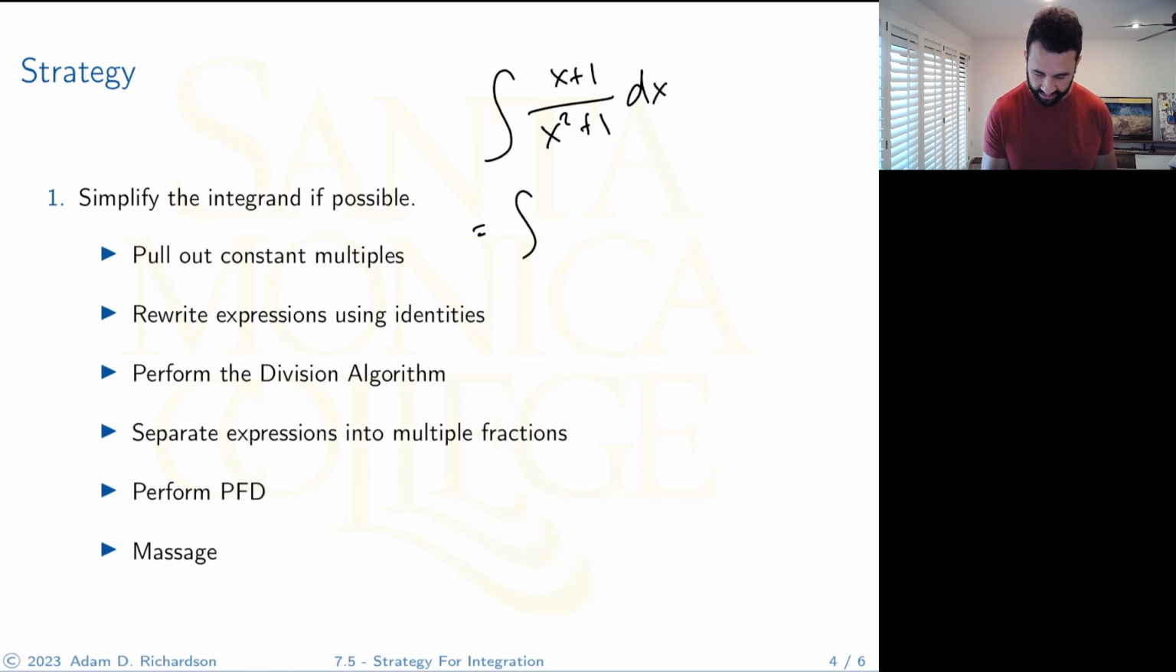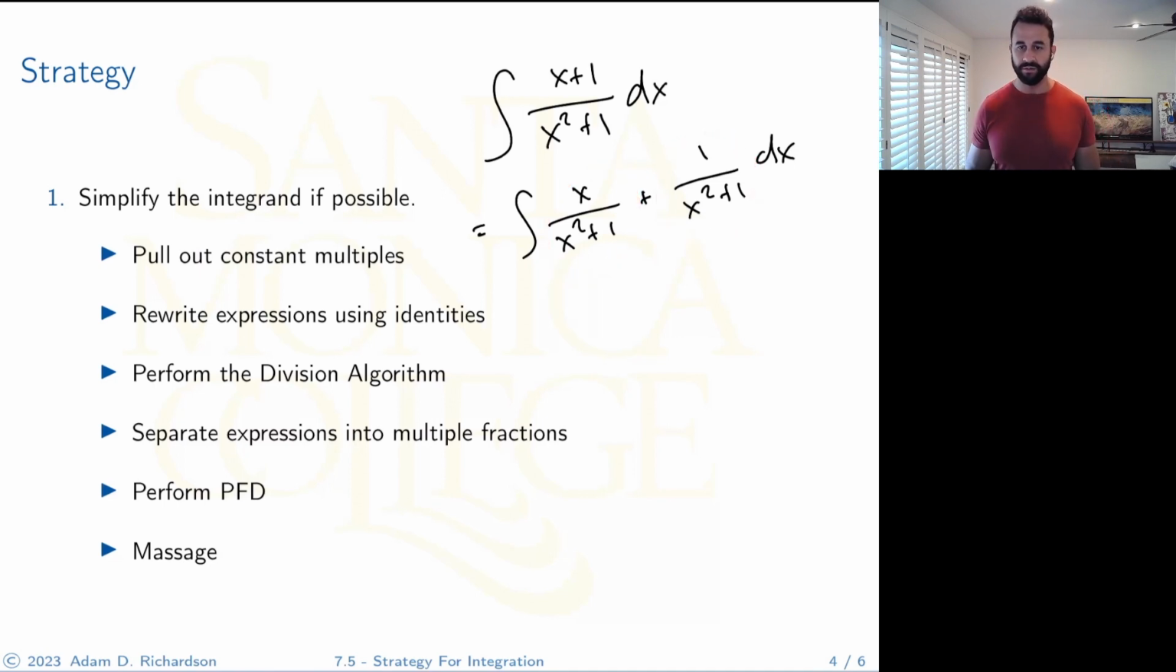So this is the same thing as the integral of x over x squared plus 1, plus the integral of 1 over x squared plus 1. And then each one of these individual terms would be easier to integrate on their own. This one you can use a u substitution. This one you can use arctangent. So that's what I mean by consider separating expressions into multiple fractions. That can simplify things. Perform partial fraction decomposition. If you've got a rational function where the degree of the numerator is already less than the degree of the denominator, factor the denominator and use partial fraction decomposition. That's one thing you can do.